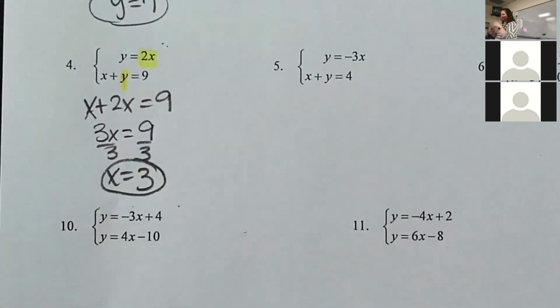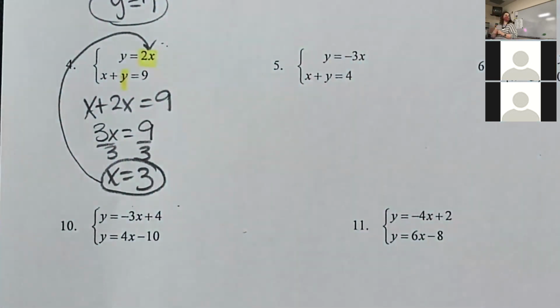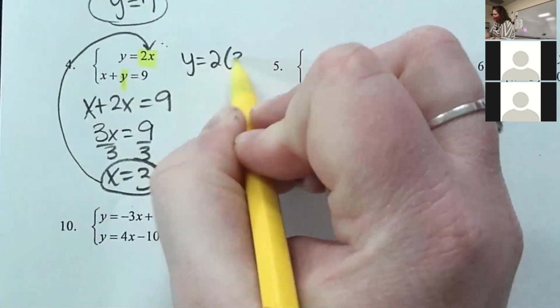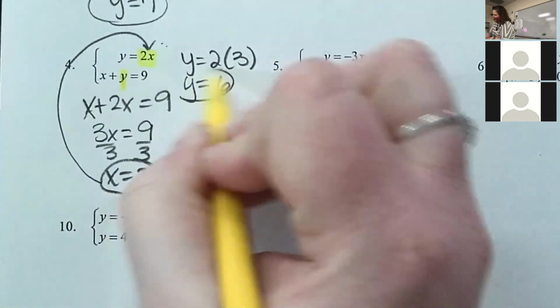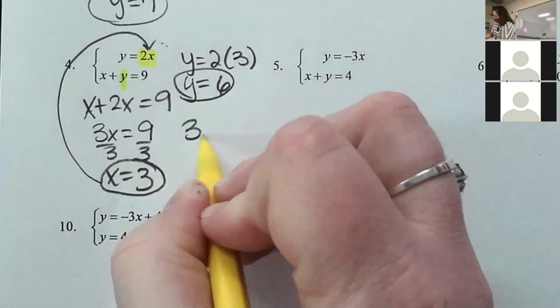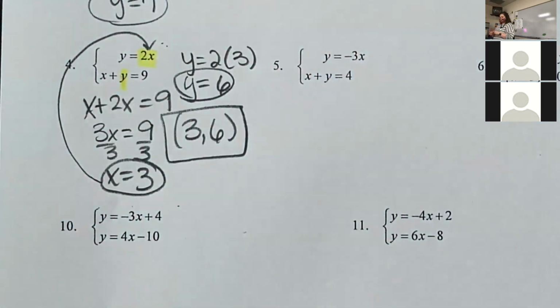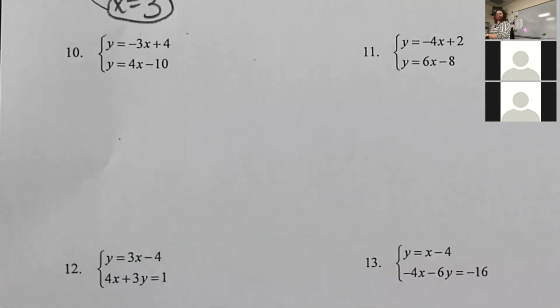X is 3. Well, do I know what y is? No, not yet, but I'm going to find out. I'm going to plug it in. So y equals 2 times 3, which we already heard someone say y is 6. So x comma y, 3, 6. Perfect. Okay, we're going to keep going. I'm going to do a few more.